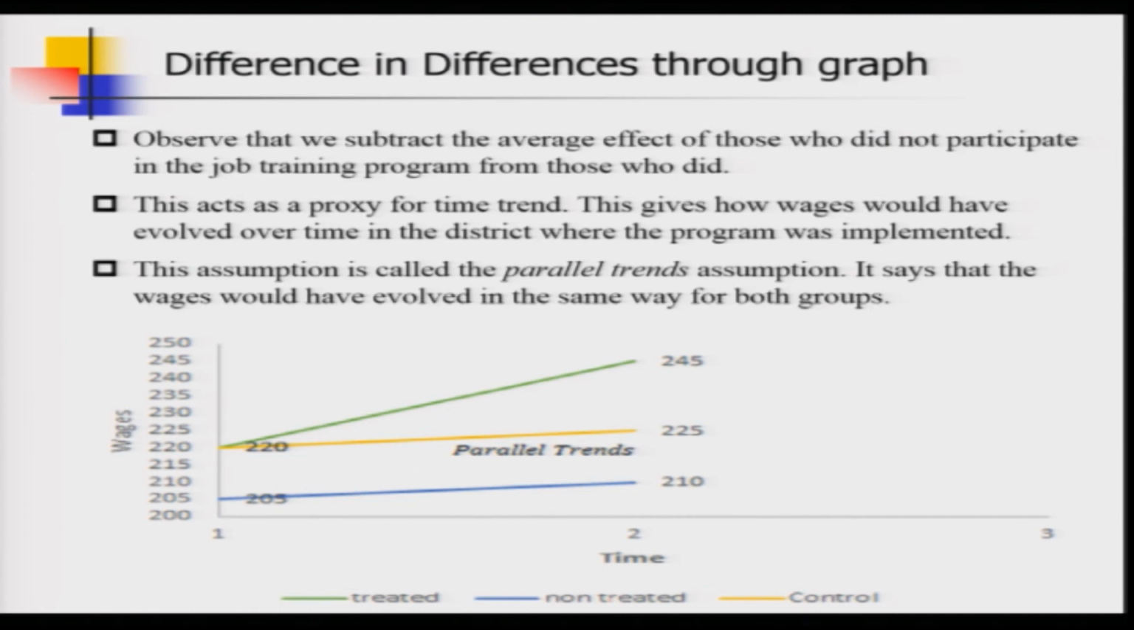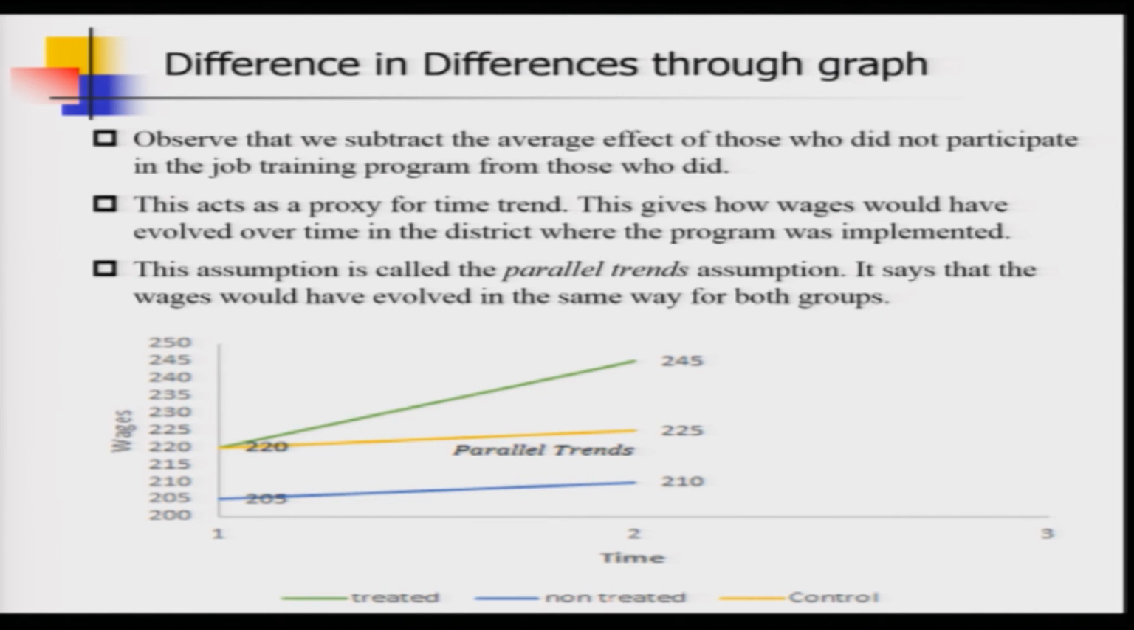And now you see that there is a blue straight line which is more or less flat, but still you see there is some change in the number over time periods, and this blue straight line is referring to the non treated people. So, for the non treated people you see that there is a small jump from 205 to 210 in terms of wage.